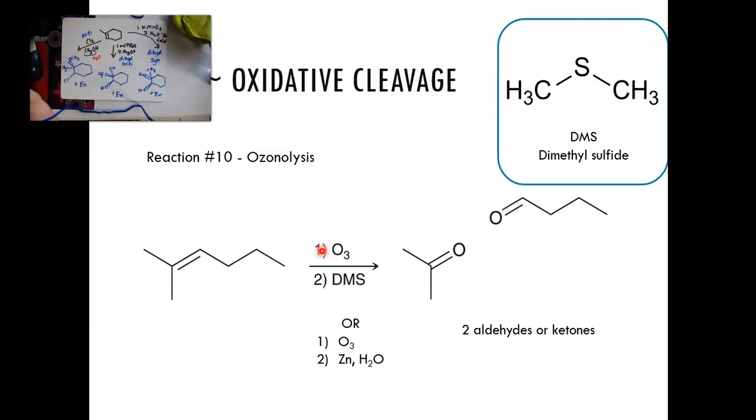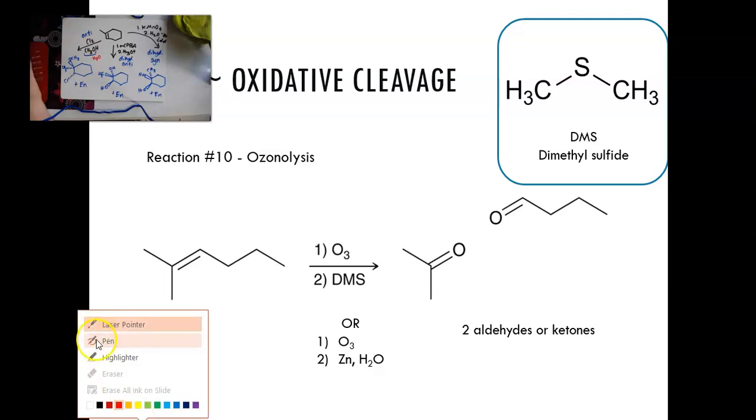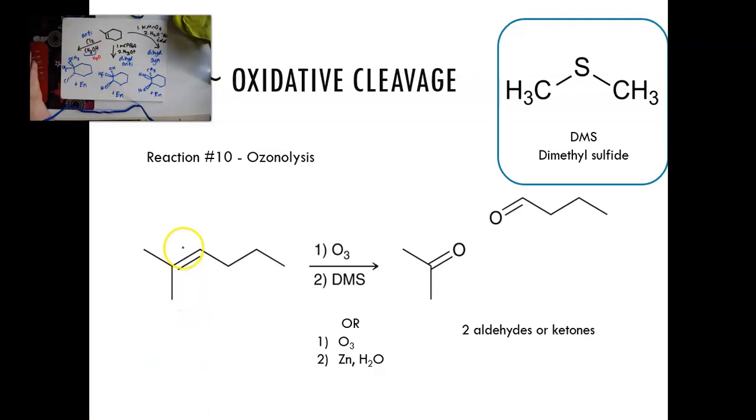And in the second step, we have a couple choices. We can react it with DMS, which is called dimethyl sulfide. It looks like this. Or our other choice is to use zinc with water. And they're both going to do the same thing, so either will work. Now, what happens in this reaction is that our ozone is going to essentially cut our double bond in half.